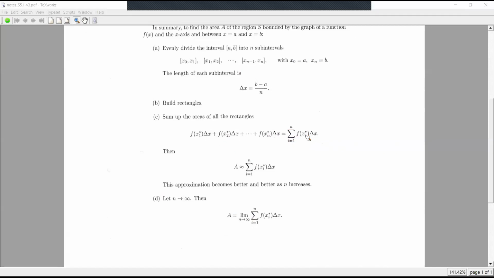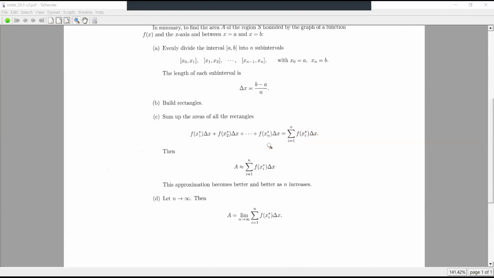Then what is i? i goes from 1 to n. When i is 1, the general term is the first term. When i is 2, the general term is the second term. When i is n, the general term is the last term. So sigma means summation on the general term with i going from 1 to n. We use this shorthand notation to denote this sum.